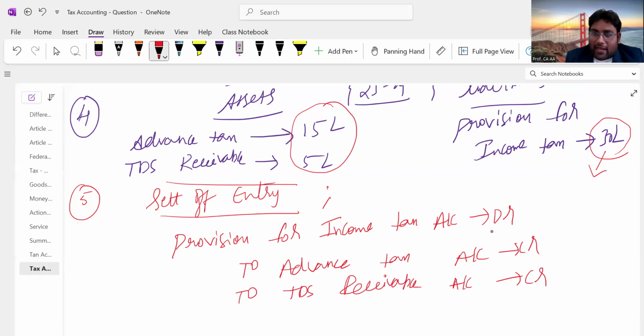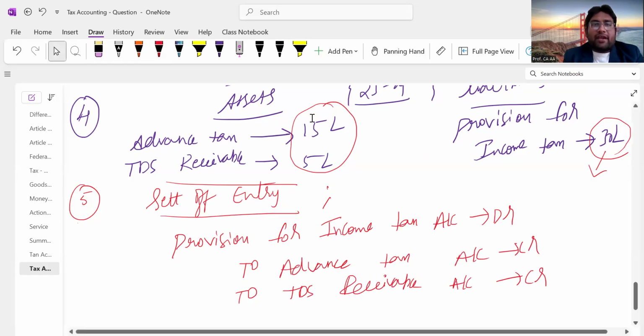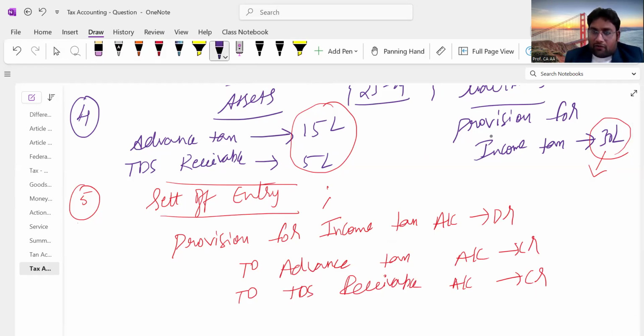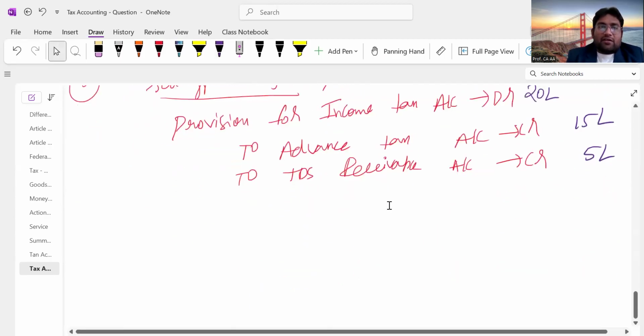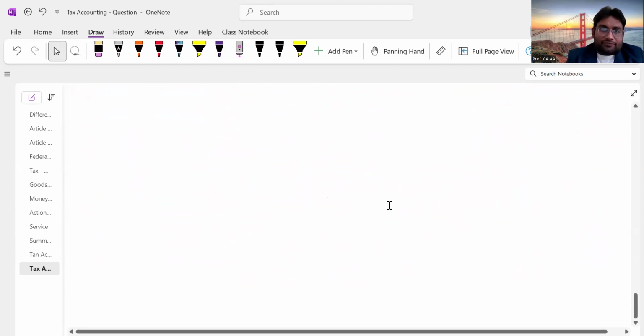How much is the provision for income tax? We have advance tax 15 lakhs and TDS receivable 5 lakhs. So provision for income tax account debit how much? 20 lakhs. Fantastic. Clear or not?